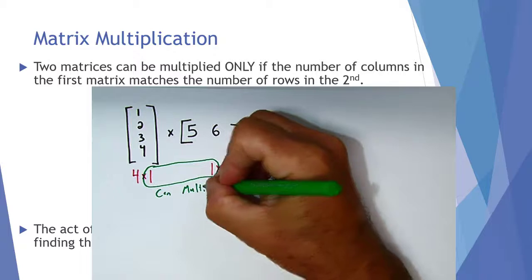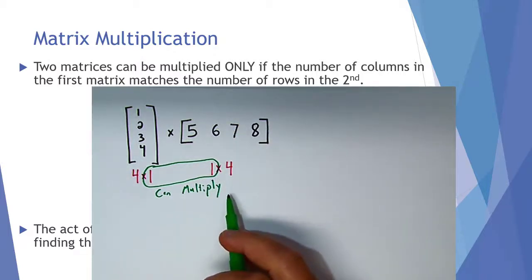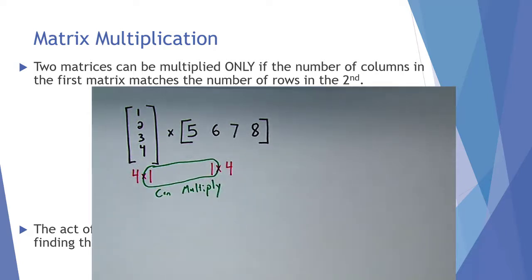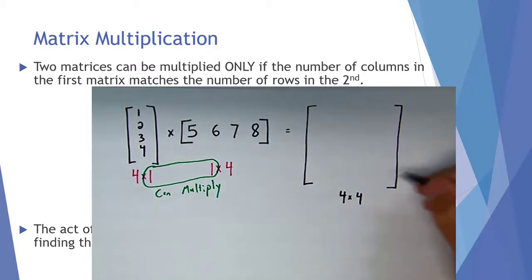But here's what's interesting. The outer numbers tell you what size your new matrix will be. So our new matrix is going to be a 4 by 4 matrix. It's going to be big. So how do we end up with a 4 by 4 matrix?